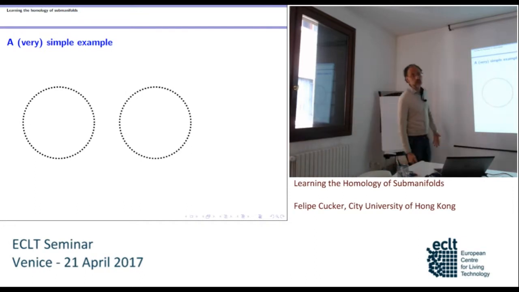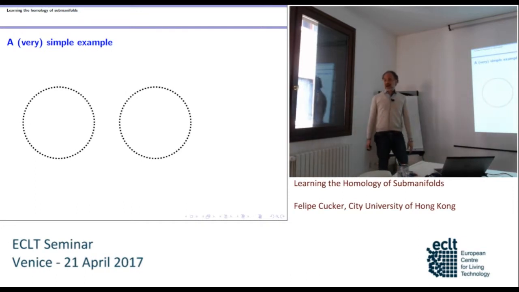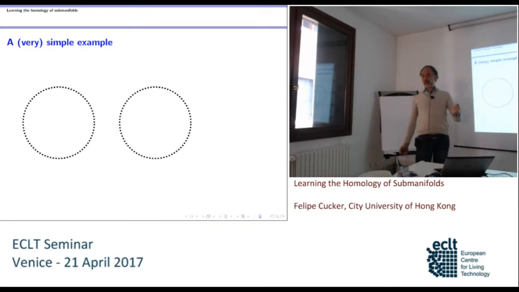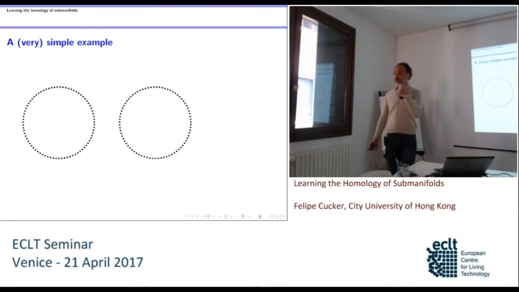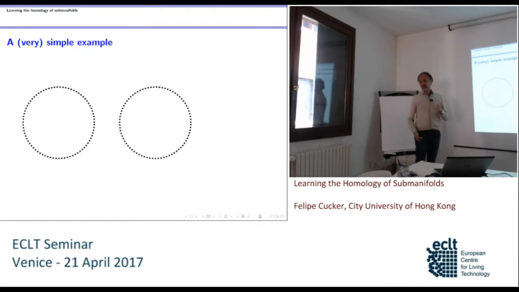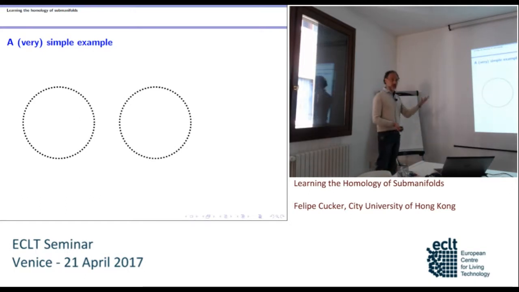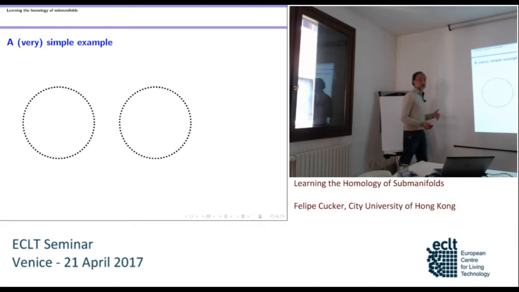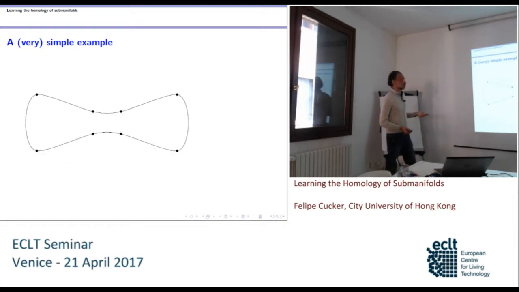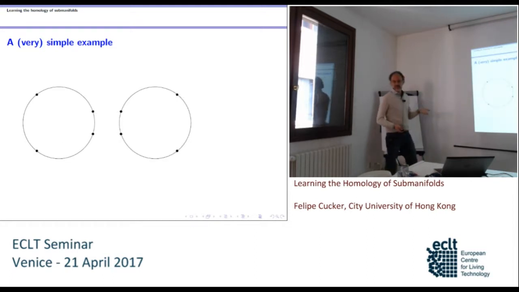Of course, if I had more points, I would guess with more confidence, and I am purposely using a learning theory word, I would guess with more confidence that I'm talking about 2 circles. Or if you want, that I am talking of an object that has 2 connected components, a curve with 2 connected components. But with only 8 points, I can't really tell much.